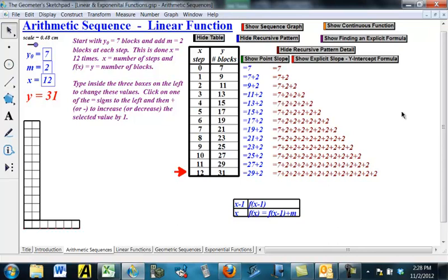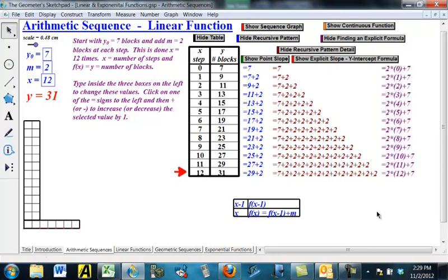And so really we can view every single y value here as just our original 7 blocks plus a certain number of 2's. So it's just 7 plus a bunch of 2's. Well, how many 2's? And how can we rewrite this? One nice thing is we have a shorthand notation for repeatedly adding the same thing over and over again, and of course that's multiplication.